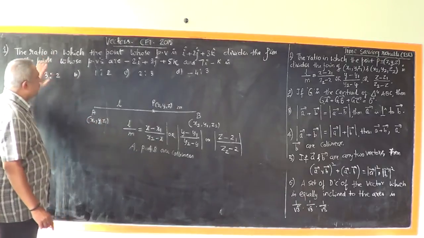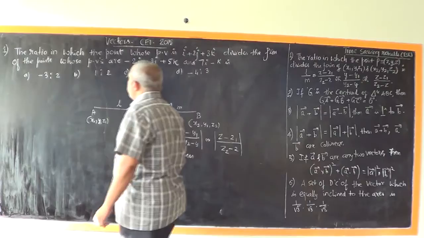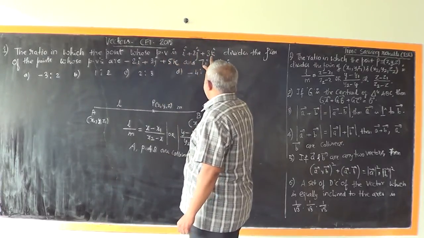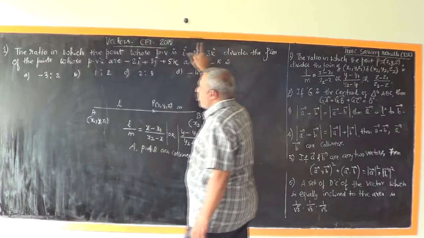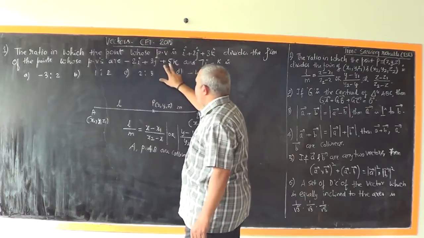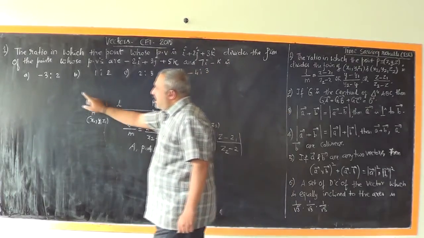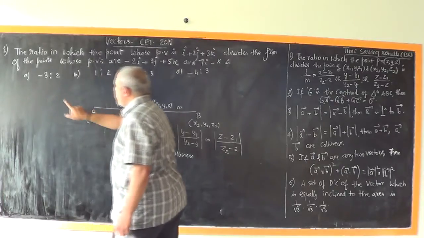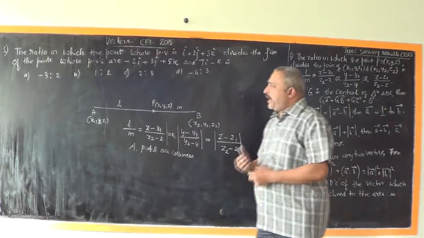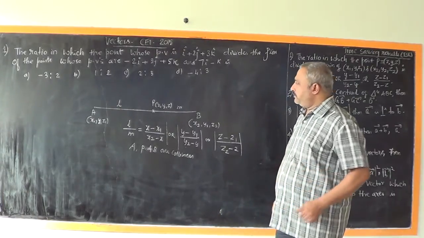Now here we have a problem from the exam. The ratio in which the point whose position vector is i plus 2j plus 3k divides the join of the points whose position vectors are minus 2i plus 3j plus 5k and 7i minus k is: A, minus 3 is to 2; B, the ratio is 1 is to 2; C, the ratio is 2 is to 3; and D, the ratio is minus 4 is to 3.